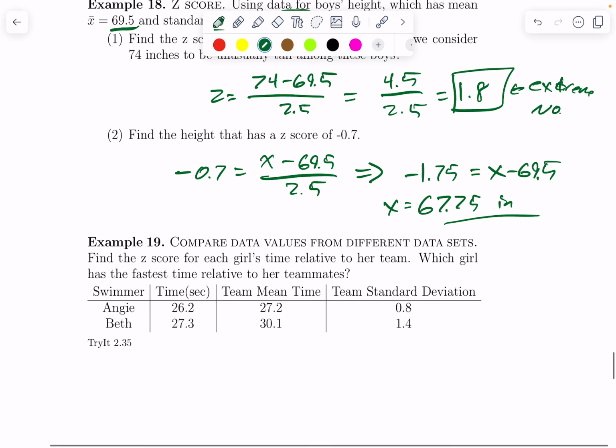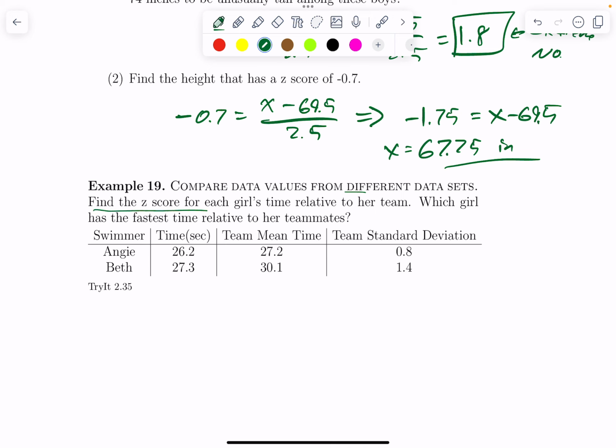Compare data values from different data sets. The z-score is a standardized way of describing a data point. Find the z-score of each girl's time relative to her team. They're not on the same team. Which girl has the fastest time relative to her teammates?